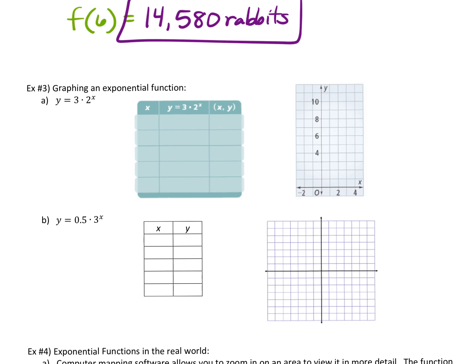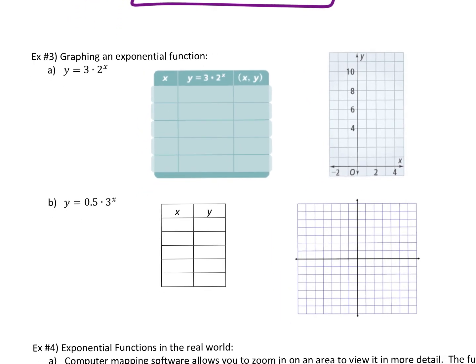When you graph an exponential function, typically with these, do math with me. So here's your function. Y equals 3 times 2 to the x power. When we graph these, it's good to have negatives, it's good to have a 0, and it's good to have positives. So your typical, what you're going to plug in is -2, -1, 0, 1, and 2.